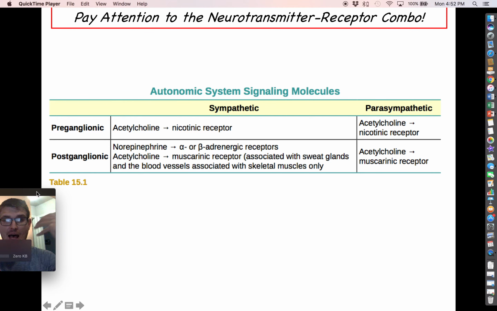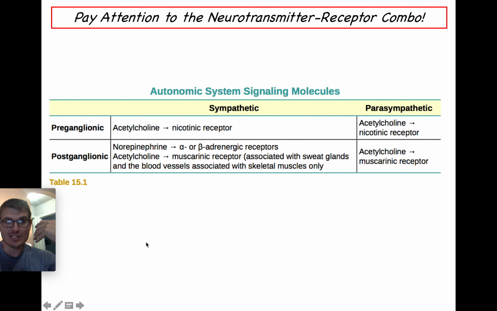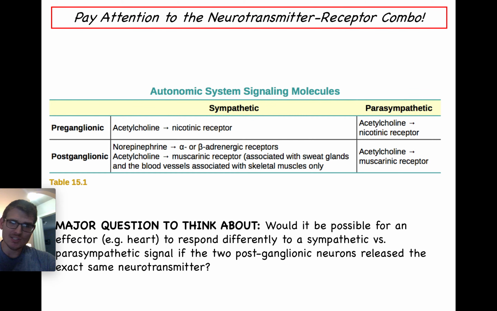Okay, so what you're looking at right here is just a nice little review of the generalities that we've talked about in terms of what neurotransmitter and what type of receptor you're looking at, so you'll probably want to review that in your own time. So this major question that I have for you to think about is basically just what I discussed. It's not going to be possible to get antagonistic responses, heart rate goes up in one case, heart rate goes down in another case, if they're both using the same neurotransmitter. So that's why we have to use two different neurotransmitters to get two different responses.